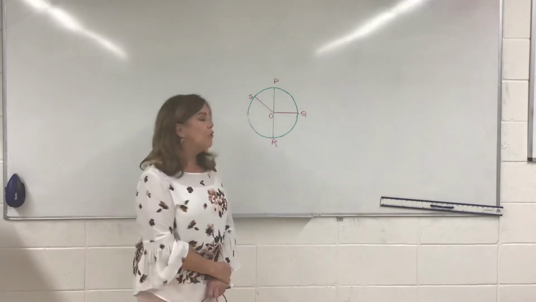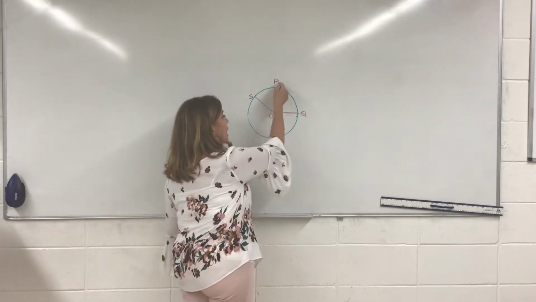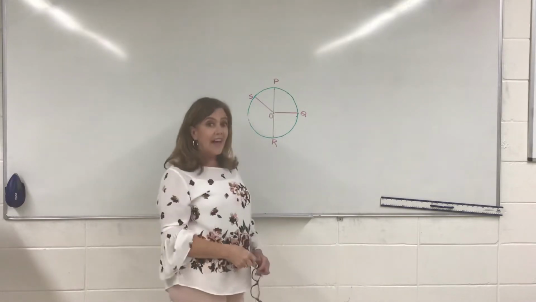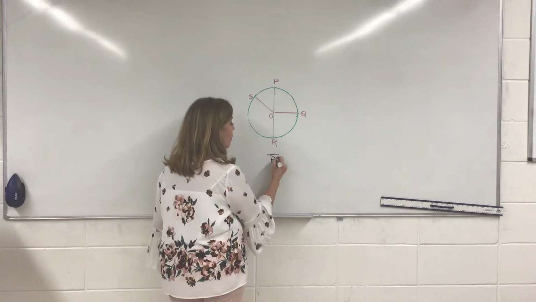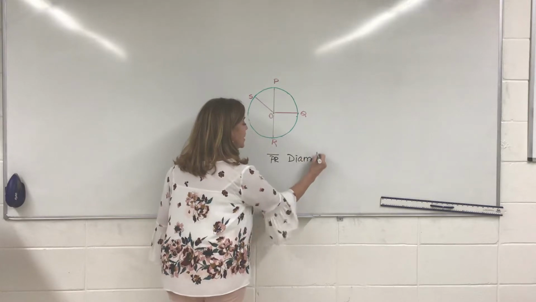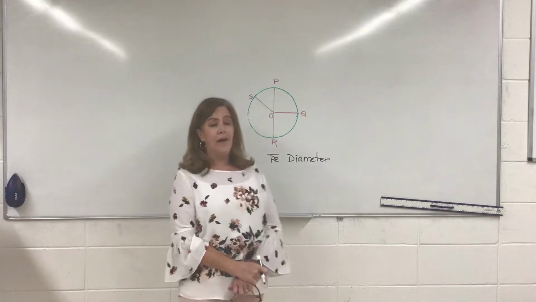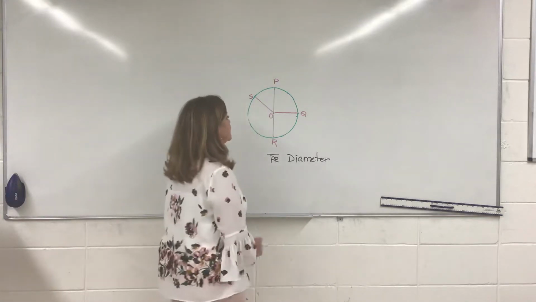Well, in a circle, the name of that line from one edge to the other, line PR or RP, is called the diameter. So PR, line segment PR, is the diameter, and it is from one edge of the circle to the other. Half of that, half of the diameter, is called your radius.